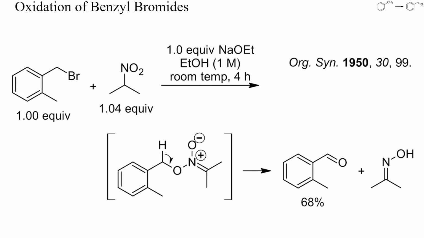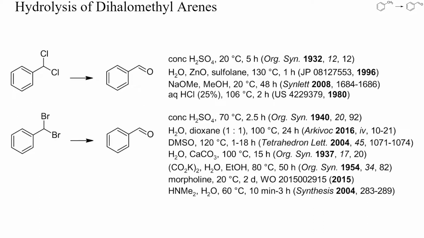Another suitable oxidant for benzylic halides is 2-nitropropane. Benzylation of the nitronate anion at oxygen yields the intermediate shown here, which then fragments into an aldehyde and acetone oxime. Let's move on to the hydrolysis of dihalomethyl arenes.